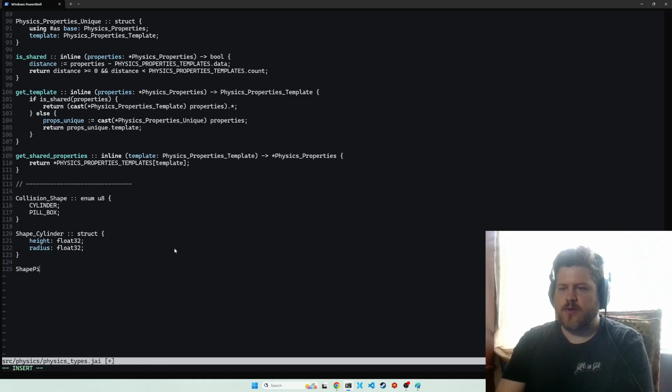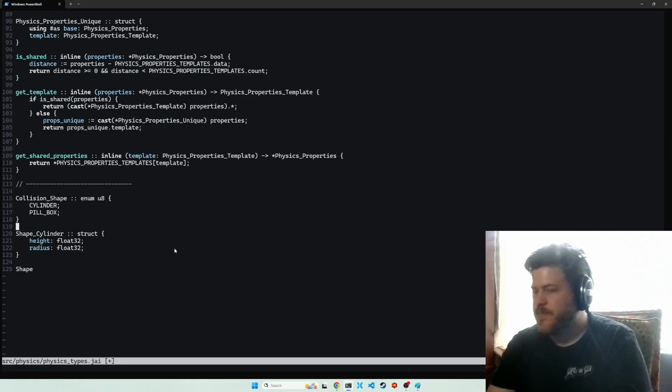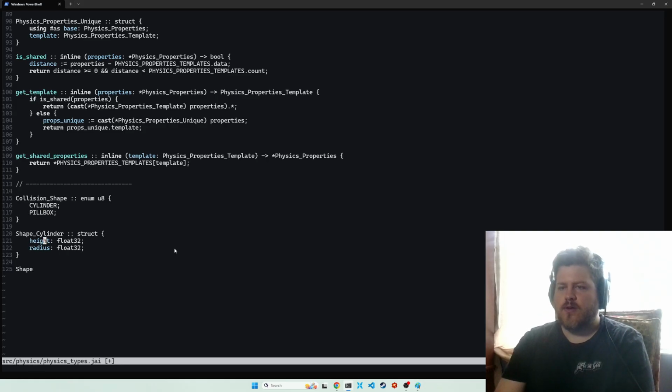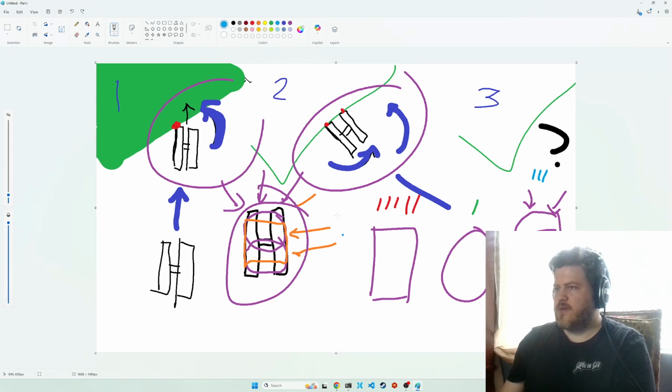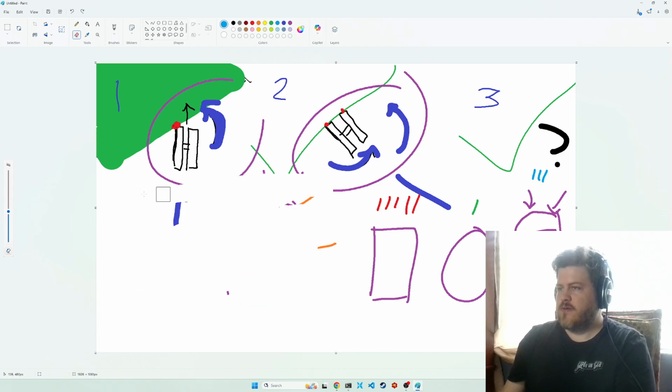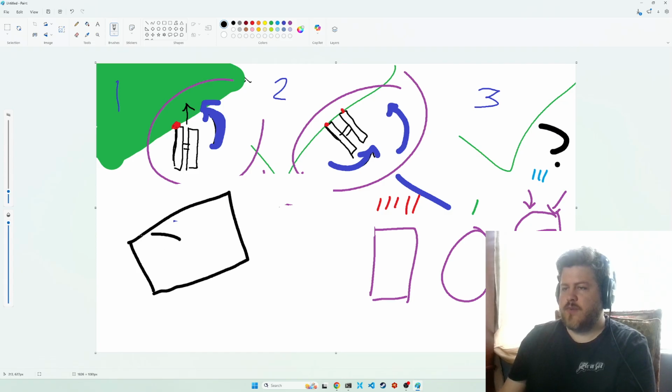Shape pillbox. Let's make it one word. Shape pillbox. Pillbox has. Well, let's look at the diagram. Oh, this is terrible. Okay. All right. So a pillbox collider, in order to describe it, has, let's look at what it looks like here. It's got a box and two circles.